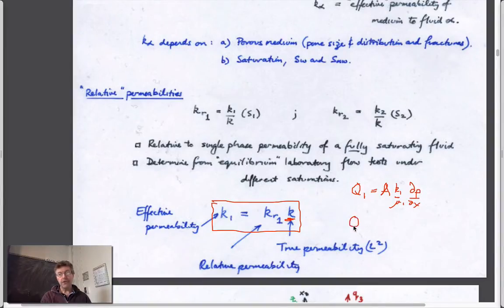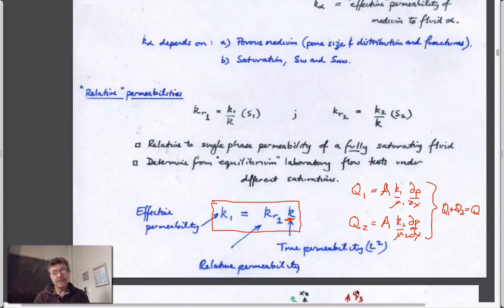And you can always get the volume flux of the second fluid if you know the total area of your sample and the effective permeability of fluid 2, the viscosity of fluid 2, and the same pressure gradient. If you add these together to get Q1 plus Q2, should you want it, you'd end up with a total volume. And so this is basically the idea of relative permeabilities.